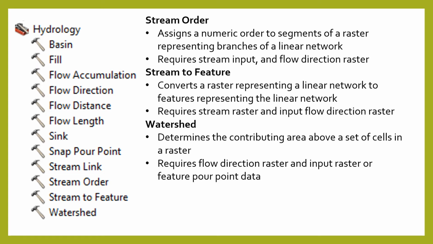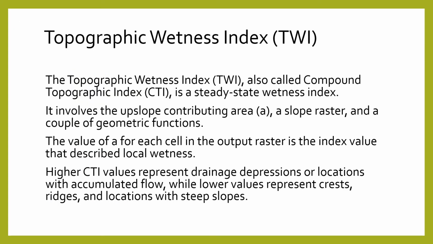And then watershed basically determines the contributing area above a set of cells in a raster. In other words, you pick an area, one, two, multiple cells, and it looks at everything that drains to that point. It requires flow direction and an input raster or feature pour point data. So that's just a handful of the tools. Most of these are built upon flow direction and flow accumulation, and we'll talk a lot more about that in the upcoming slides.